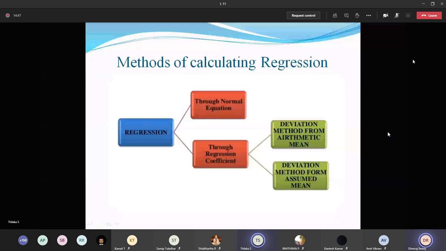Here we are going to use the second one, through the regression coefficient. So through the regression coefficient, we are going to estimate the regression lines. While choosing the regression coefficient, we have a method to calculate the regression line by using the actual mean, which is the arithmetic mean. The second way is to get the regression line by use of the assumed mean.